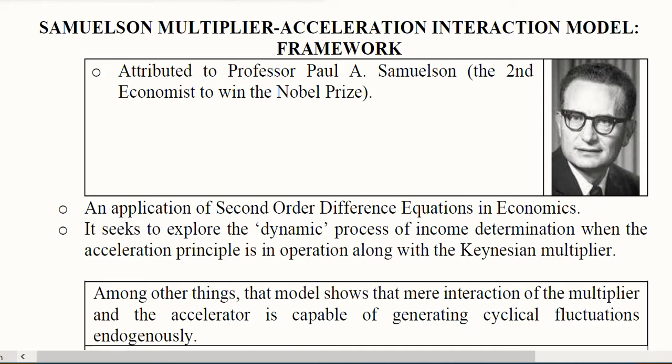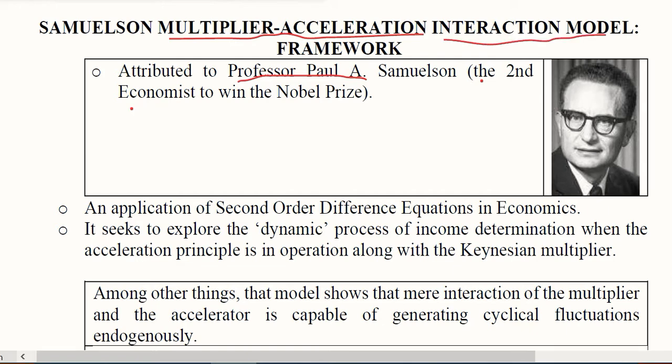In this video, we will do the economic application of second order difference equations. This is actually a famous model which was presented by Paul Samuelson, who was the second economist to get the Nobel Prize. He gave an idea which was a mixture of the multiplier, which was given by Keynes, and he introduced the concept of acceleration in it, and their interaction is what he put forward.